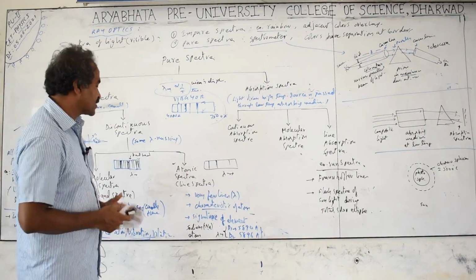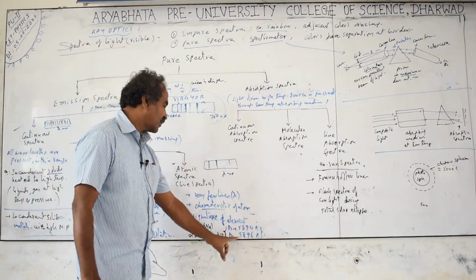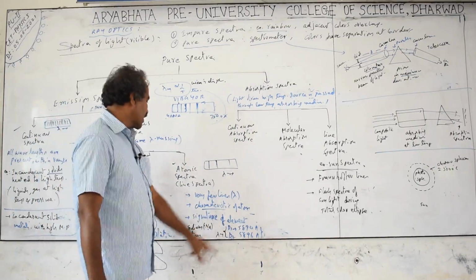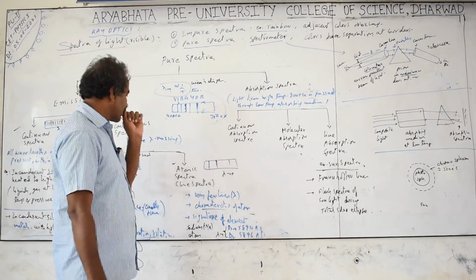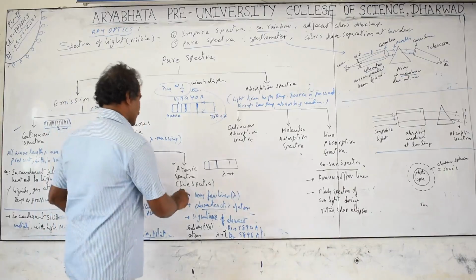Sodium atom, for example, if heated to high temperature, produces only two wavelengths. One is 5890, another is 5896 angstrom units. This is called the sodium doublet, D1 and D2. Atomic spectra is also called the line spectra because only a few lines are present.